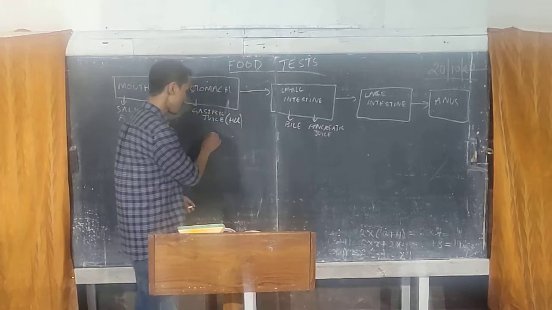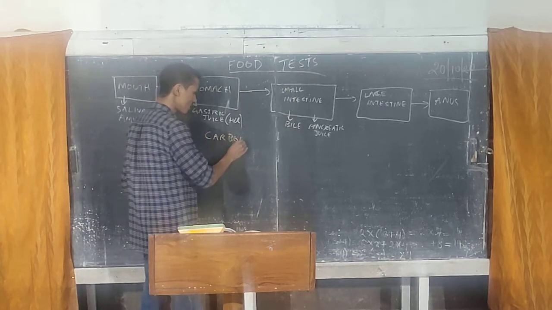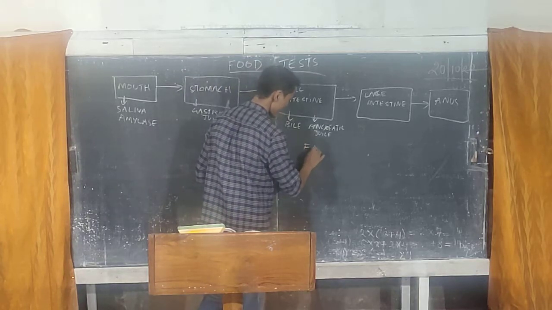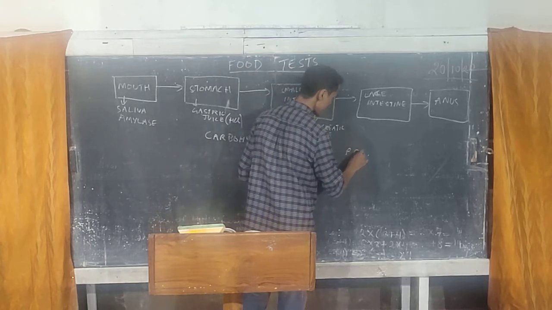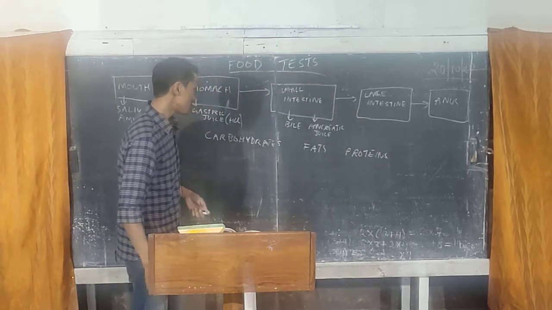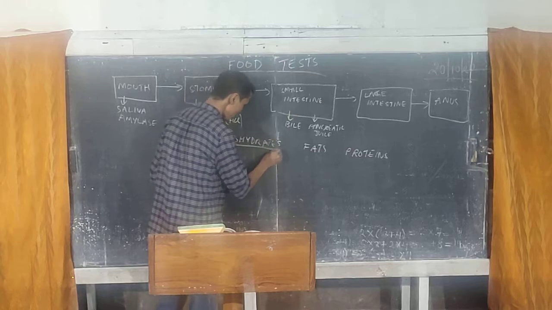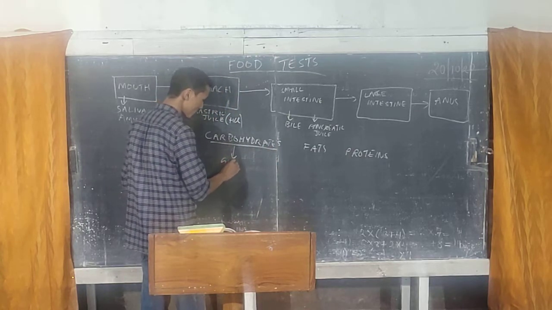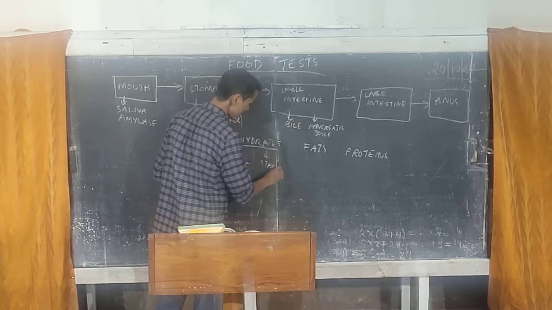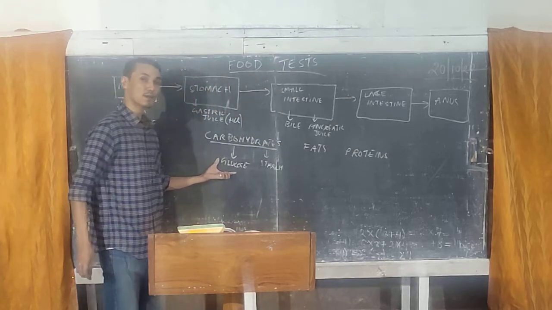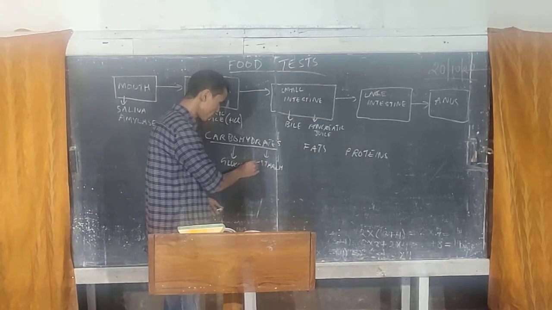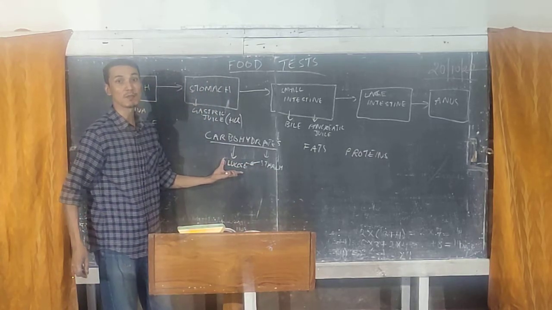So when we talk about food test, you already know that food can be classified into various groups like carbohydrates, fats, proteins, etc. So for carbohydrates, the food can either be glucose or starch. Glucose can easily be absorbed into the bloodstream. Starch has to be broken down into glucose and then finally it is utilized by the body.